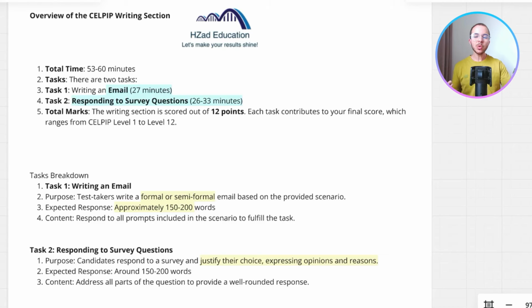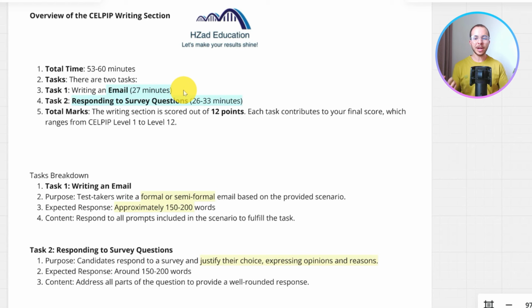Let's take a look at the format of the writing section and how you're going to strategize, plan, and organize before you start writing. Let's take a look. Now the total time for the writing section is just shy of 1 hour. We're going to stay around the 55-minute mark so that we have additional time for proofreading.